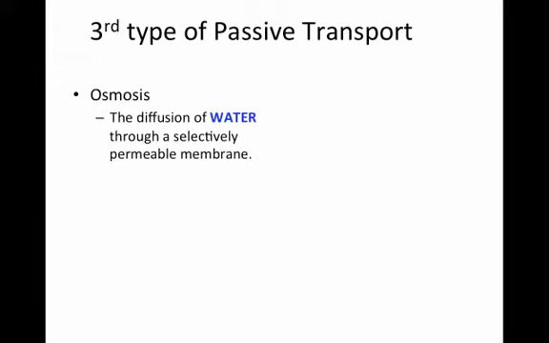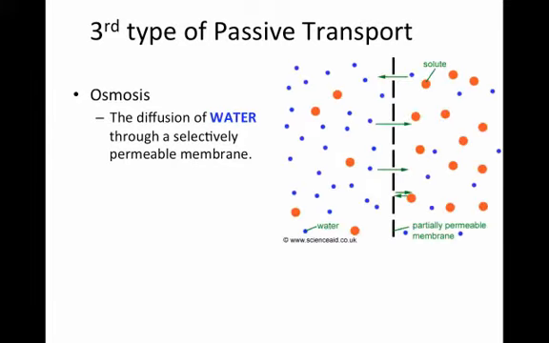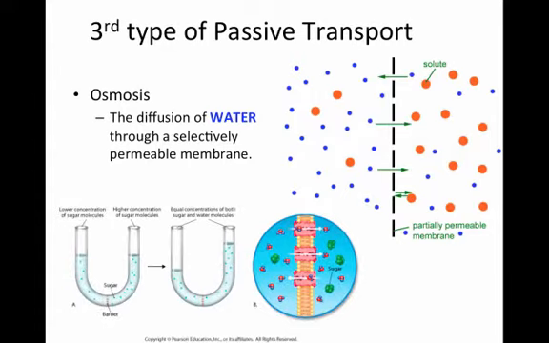The third type of passive transport is water. This also does not require energy. Osmosis is the diffusion of water through a selectively permeable membrane. Osmosis is when particles cannot diffuse through a membrane, so instead water moves from an area of low concentration to an area of high concentration, so it can dilute the higher concentration to equalize the lower concentration.